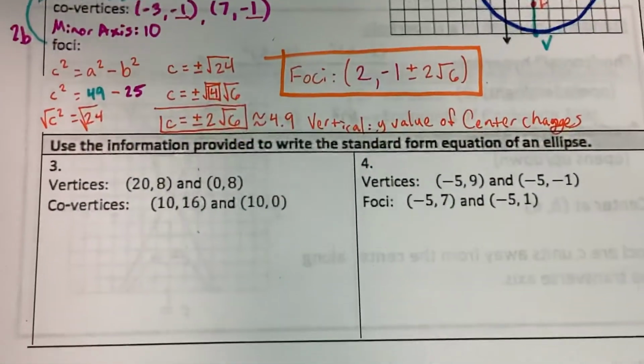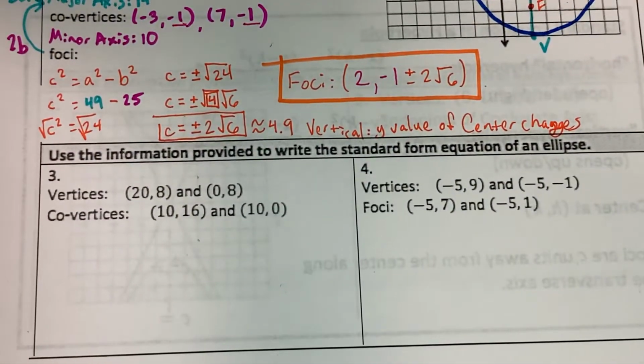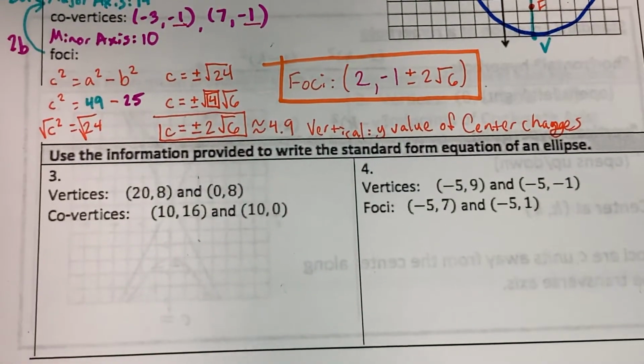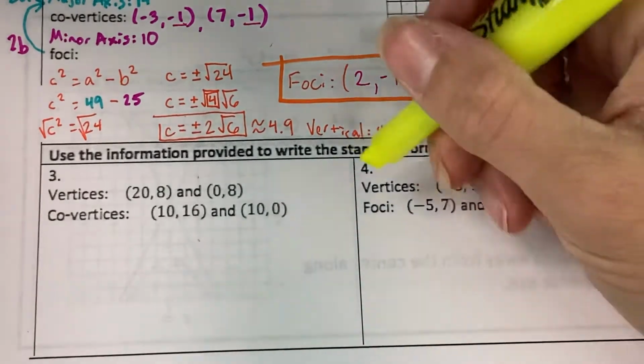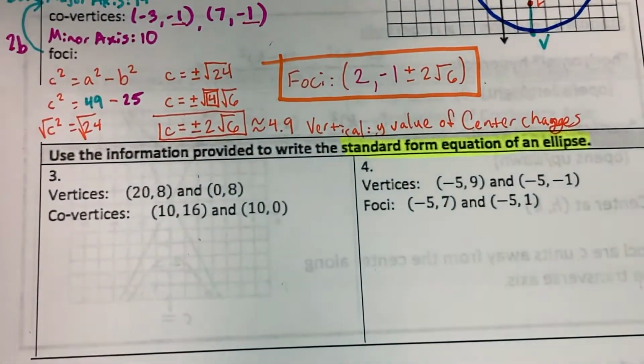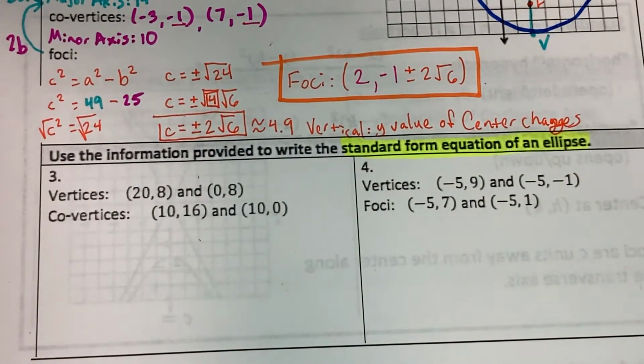So folks, this is similar to the problems that we did in the practice set. And again, you don't have to draw a sketch. It is just recommended. So on these problems, we are writing the standard form equation for each of these ellipses that has these key features. So let's start with what we know.